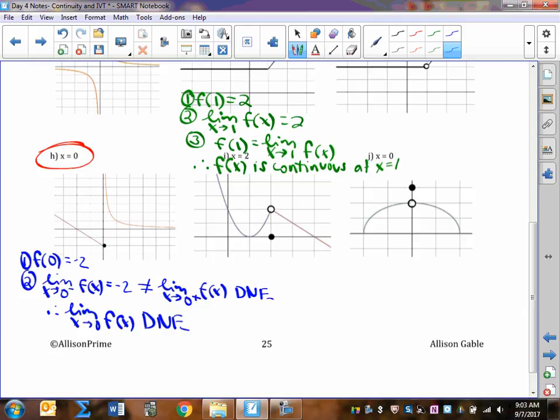Did we get it fails 2? Okay, so left hand, right hand are not equal, so that means the overall limit is not equal. So therefore, f of x is not continuous at x. And this is when you realize just how long of a word continuous is. Questions on that?